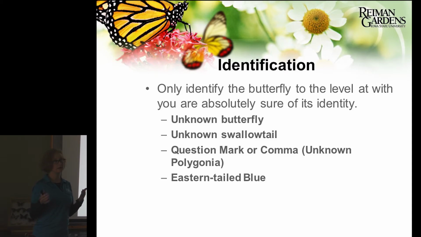So then again, that takes it from 120 butterflies that it could be if you put unknown butterfly down to the point where we know it was one of these two species. And then finally down to, like I said before, I know it was an eastern tailed blue. So you have the specific species.